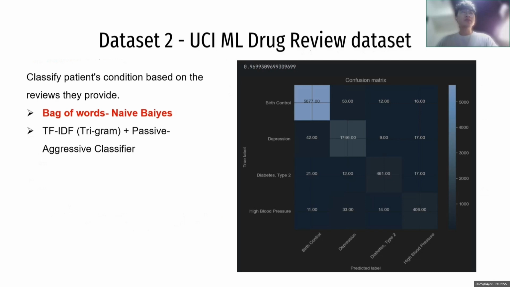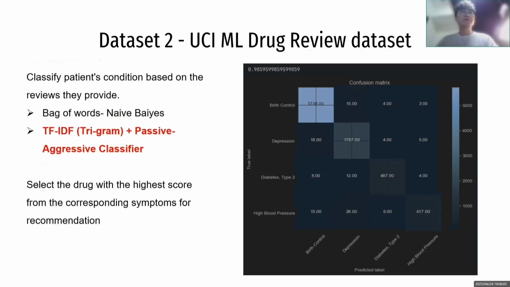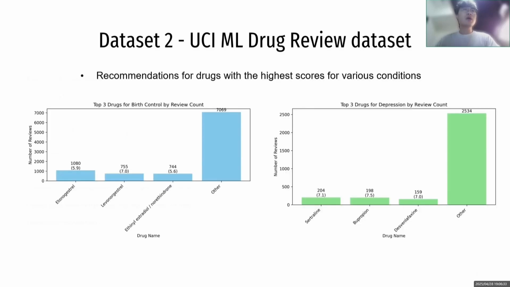I tried 2 different models. The first one is the bag of words with naive Bayes. The accuracy of this model is about 96%. The second one is the TF-IDF with passive-aggressive classifier. The accuracy of this one is about 98%, which is higher than the first one. So we use this model, and we can select a drug with the highest score from the corresponding symptoms for recommendation. And this figure shows the recommendations for drugs with the highest scores for different conditions.